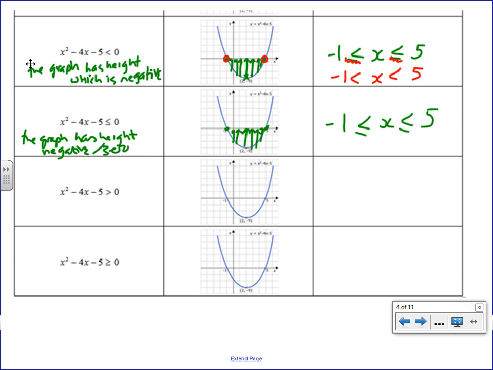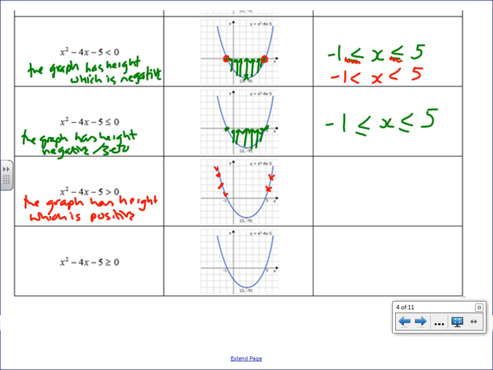Okay, so this one, the graph has height what? Well, it has a positive height, anything from 0, but not including 0. Yeah, has a height which is positive. So here's one example of a point where the height is positive. Are there any others? Here, and here, and here, and here, and here.